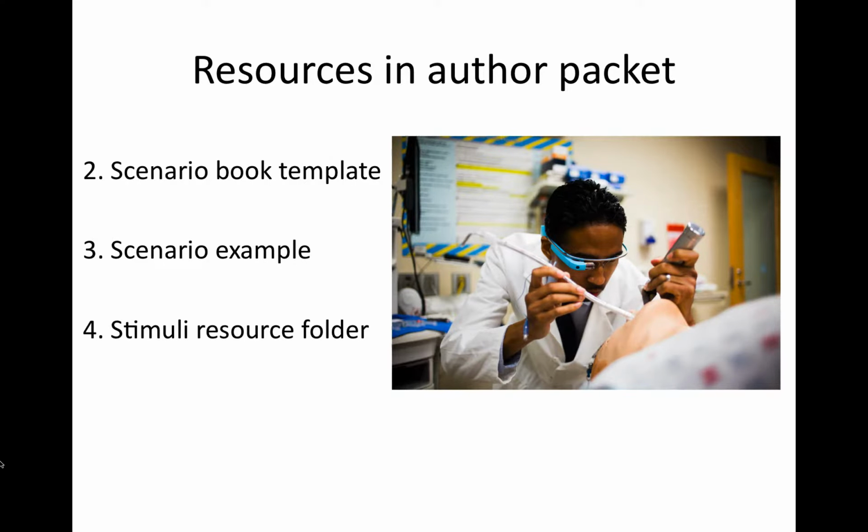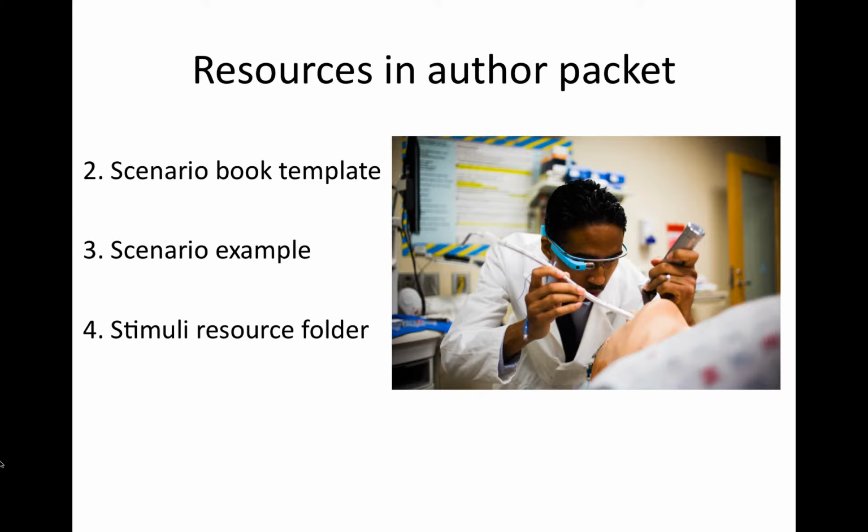The second, third, and fourth item in your simulation scenario author packet primarily pertain to the bulk of what you're going to be using to create your simulation scenario. The second item is the scenario book template. So this is the template you're going to be using to create your simulation scenario. And in this template, you're going to find instructions to fill out each individual specific section. And so as you're filling out your template, you're going to be basically erasing the instructions from the template because they are embedded within the template.